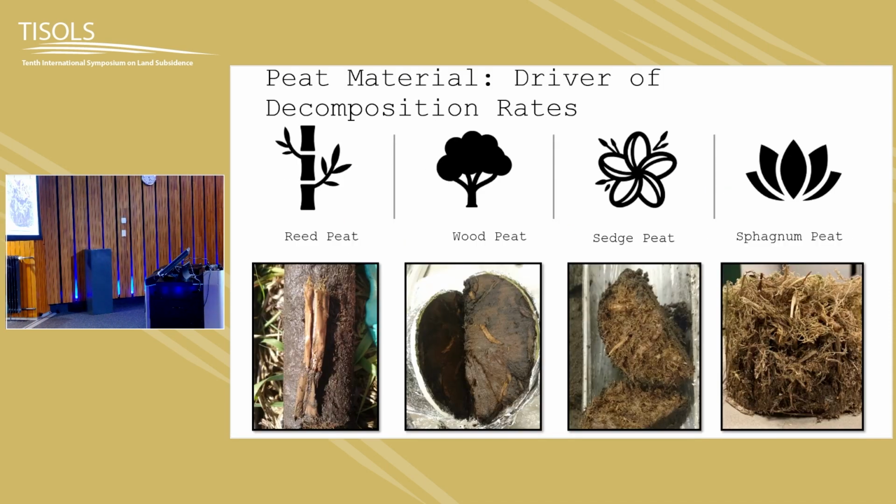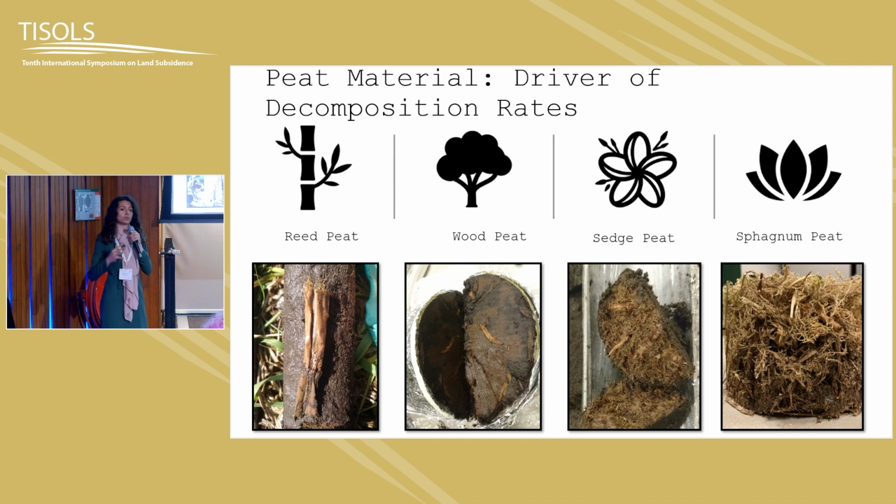And the second driver that we pick is the peat material. So we divided the peatlands into 4 based on the major plant material in the peat matrix. We've selected reed, wood, sedge, and sphagnum because they have different chemical composition. Some of the organic matter are easier to degrade by those enzymes, microbes. Some are more difficult. You need more time, more energy. And we wanted to know whether the decomposition rate diverges between the different sites that we're going to check.